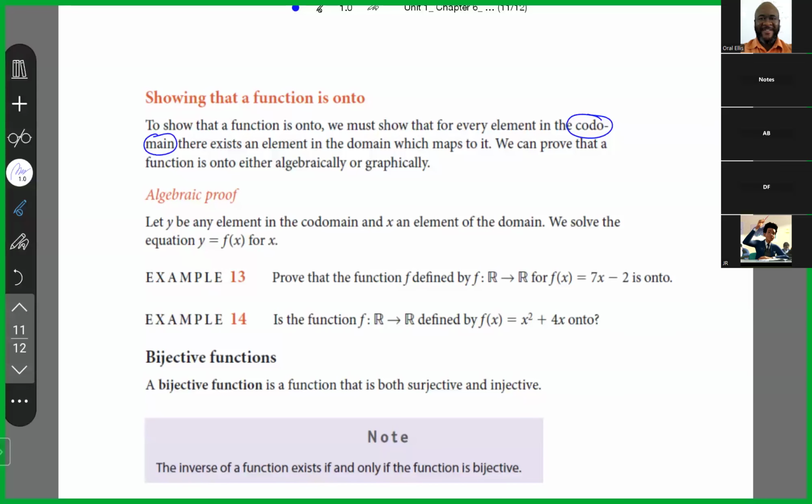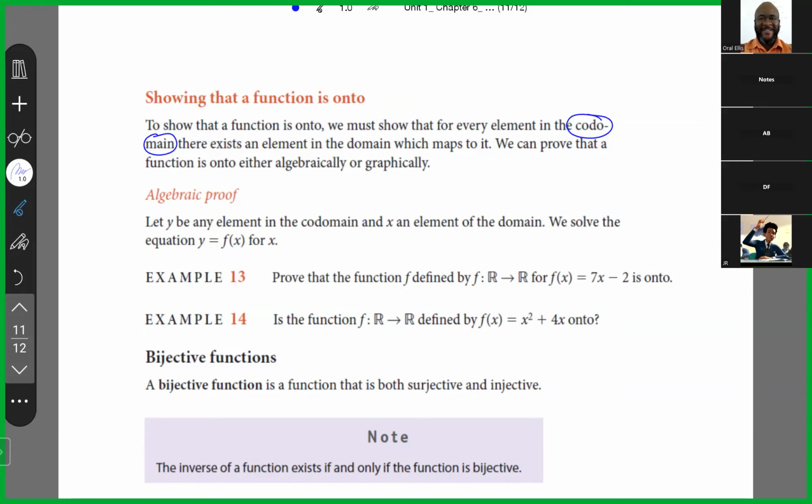All right, showing that a function is onto. This is the alternative approach. Now, to show that a function is onto, we must show that for every element in the codomain, there exists an element in the domain which maps to it. We can prove that a function is onto either algebraically or graphically. So we just looked at the graphical approach.